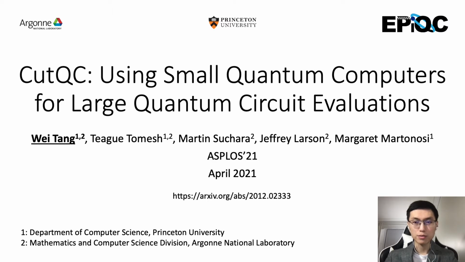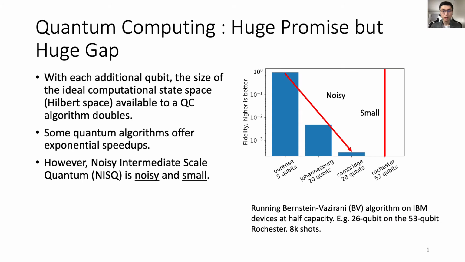This is a joint work between Princeton and Oak Ridge National Lab, also supported by the NSF Expedition EPIC project. This work is about combining classical and quantum computation to run large quantum circuits on small quantum computers. Quantum computing has emerged as a promising computational approach with the potential to benefit many scientific fields.